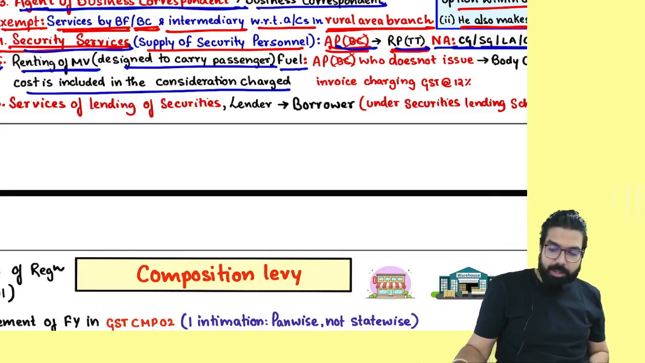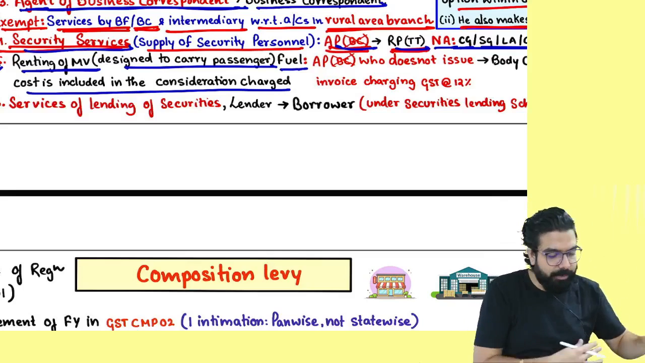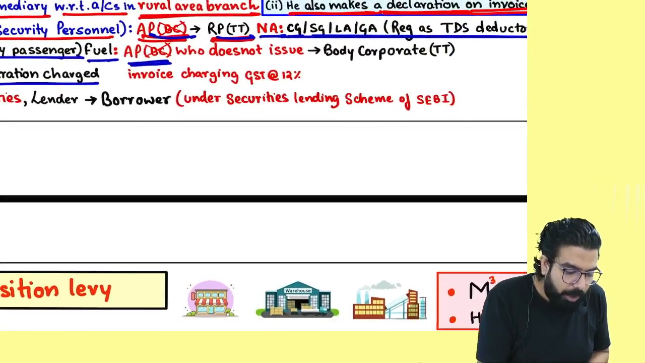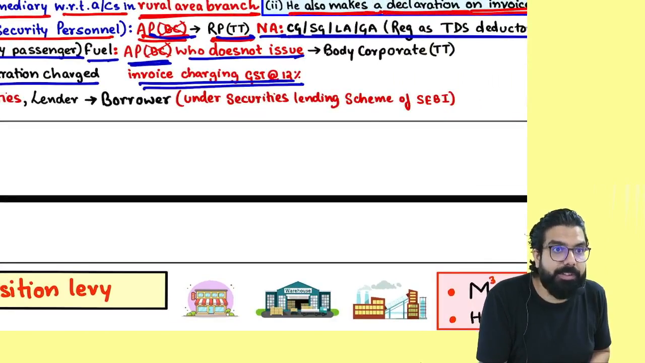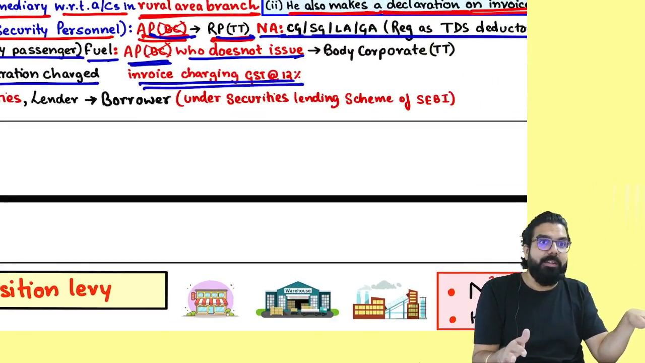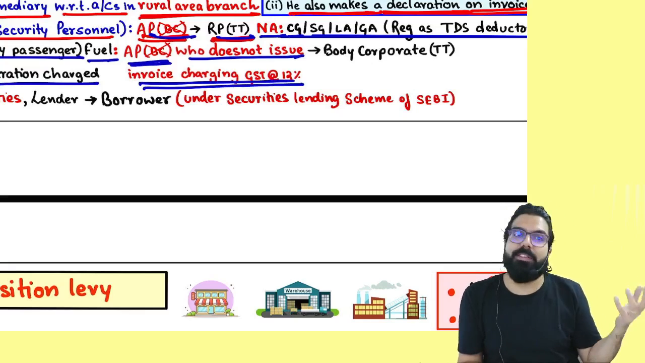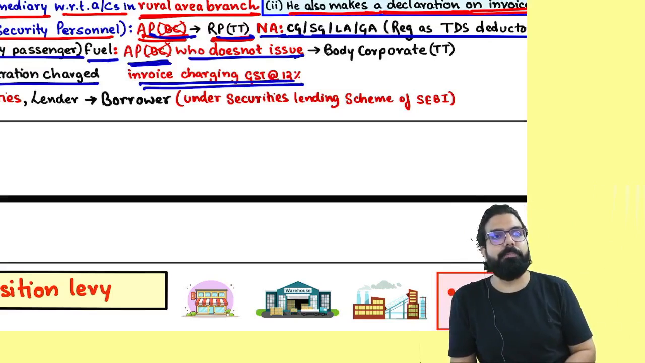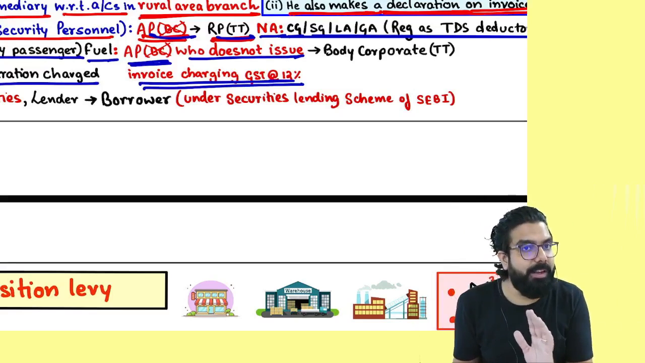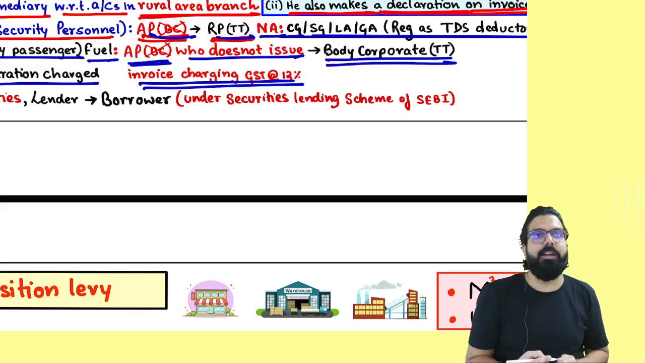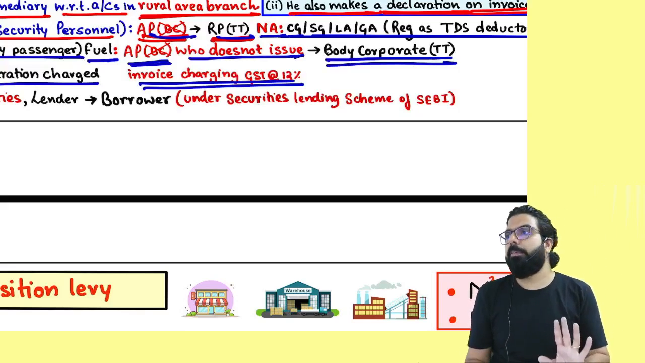Now my question in this scenario: any person other than a body corporate who does not issue an invoice charging what, everyone? 12%. It means he should not be charging 12%. If I am charging 12%, then I will charge GST at 12%. Are we clear? I should not be charging 12%. Then always remember, the body corporate should pay GST under RCM. Is my point clear to all?